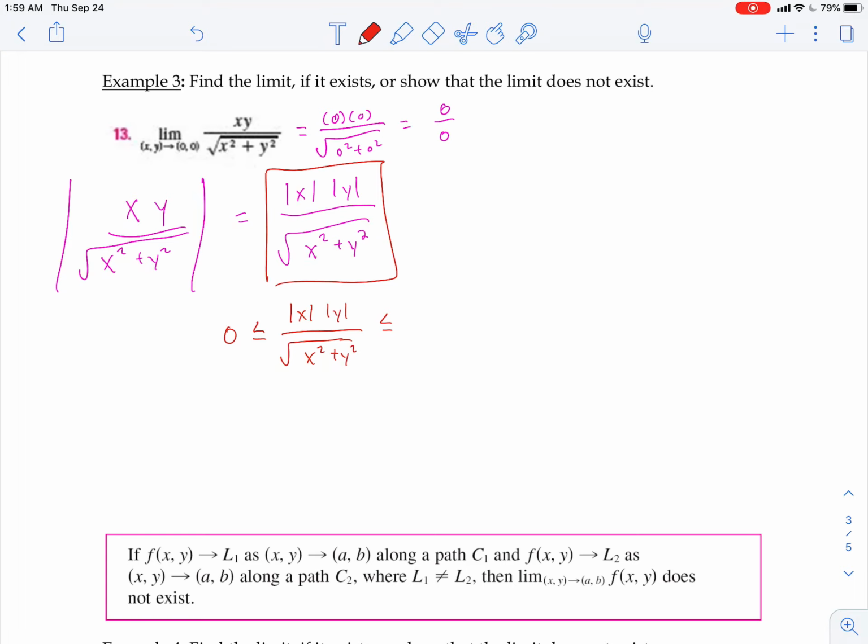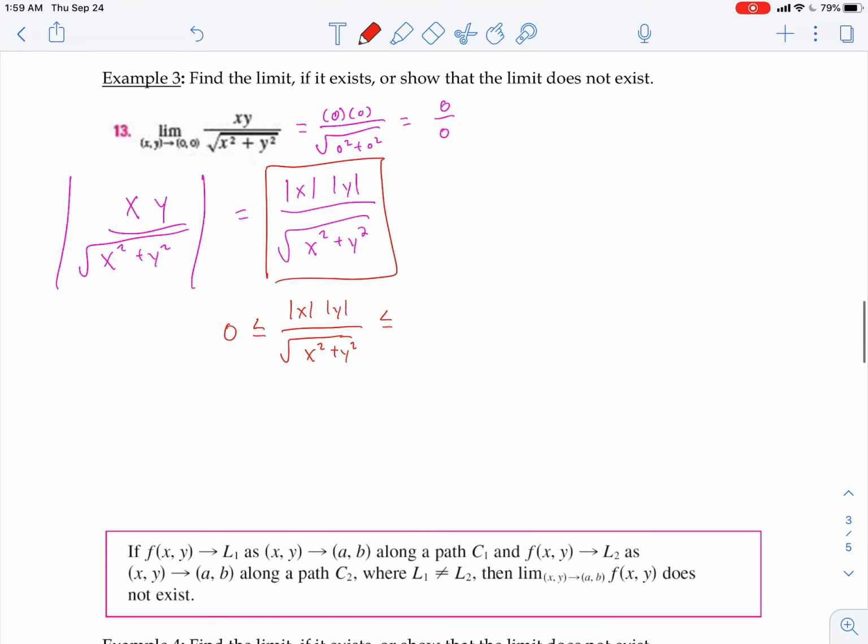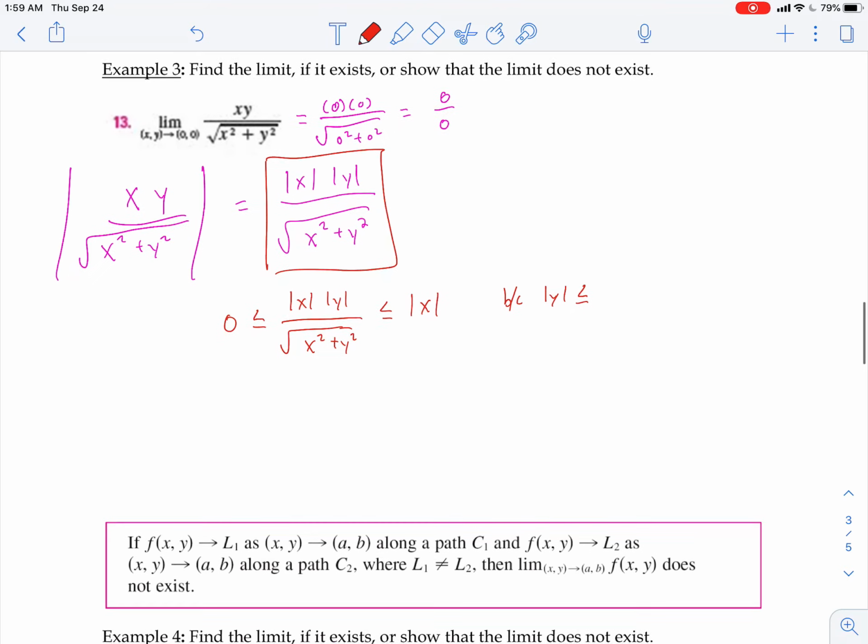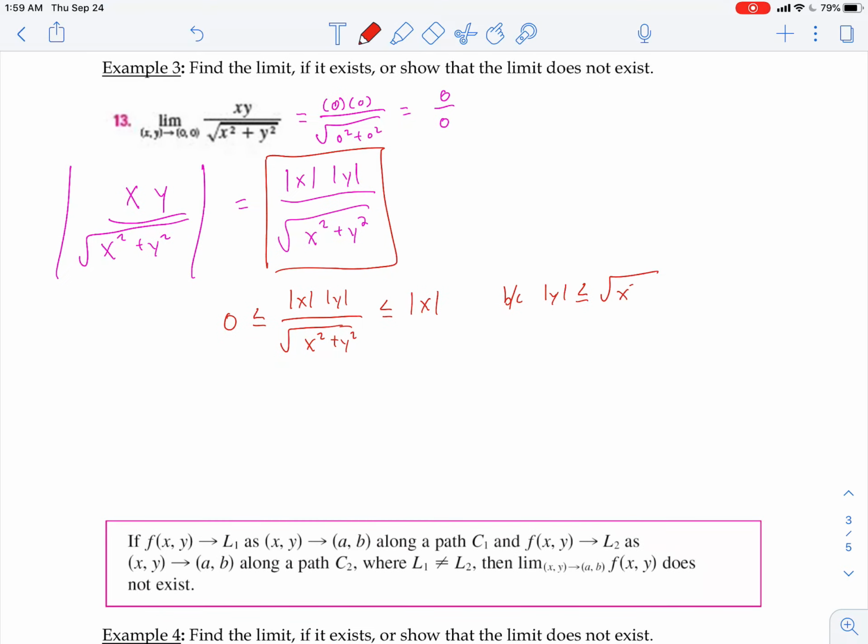And the thing is, I know that the highest value would be the absolute value of x. And the reason why it would be the absolute value of x is because the absolute value of y is going to be less than or equal to the square root of x squared plus y squared. All right.